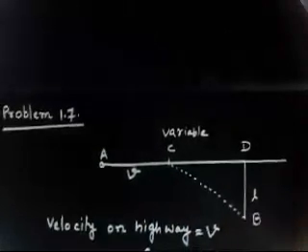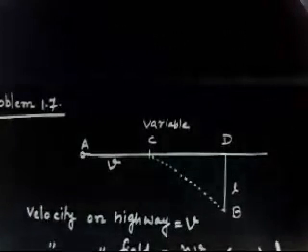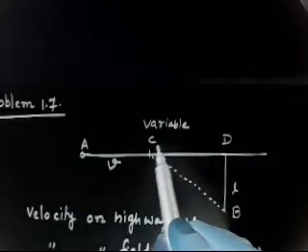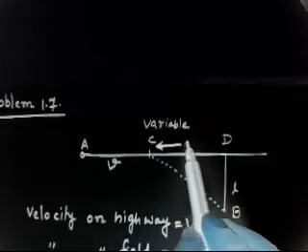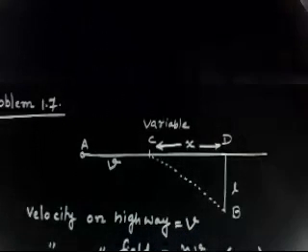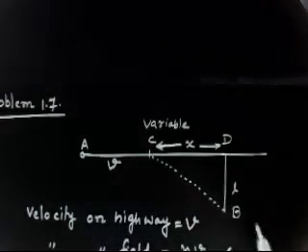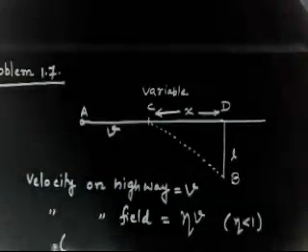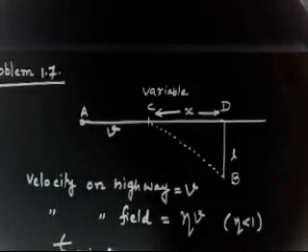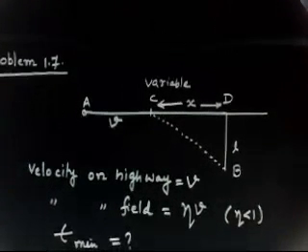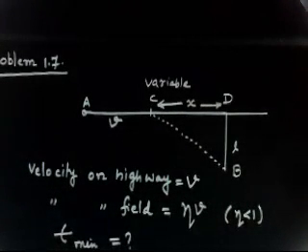You can vary C, and if you vary C, the time will be different. So the question asks, what is the distance of C from D so that the time to reach from here to here is minimum. So I want minimum time. Are you getting? Now this is a fairly easy problem.